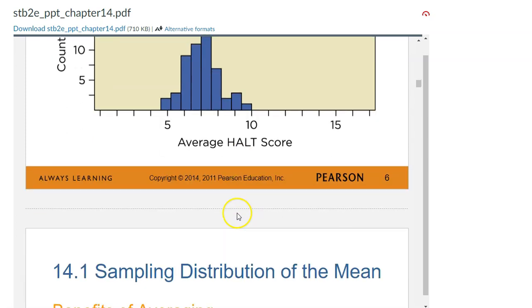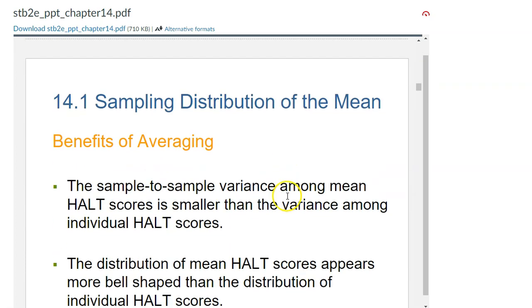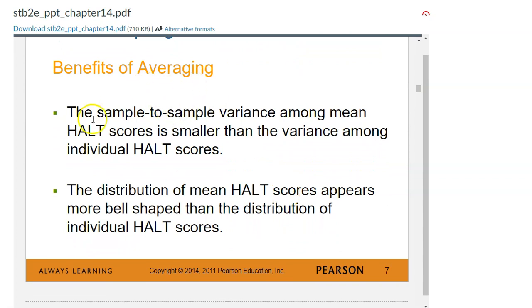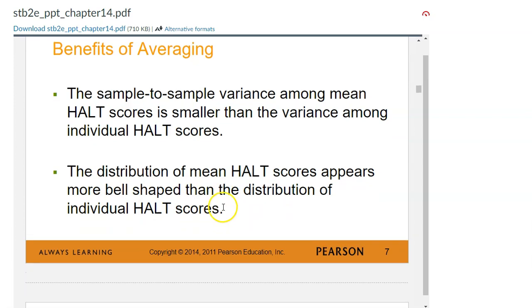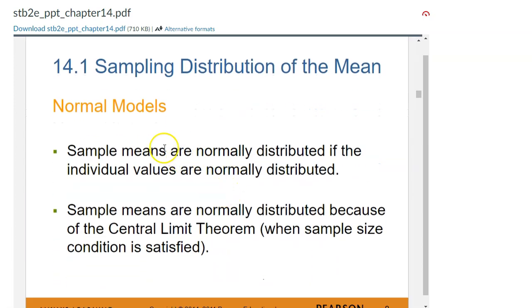Okay, so that's mainly what we do in the sampling distribution of the mean. Benefits of averaging: the sample-to-sample variance among mean Hall scores is smaller than the variance among individual Hall scores. The distribution of mean Hall scores appears more bell-shaped than the distribution of individual Hall scores. And that's what I just said. I just said it in a different way, okay?